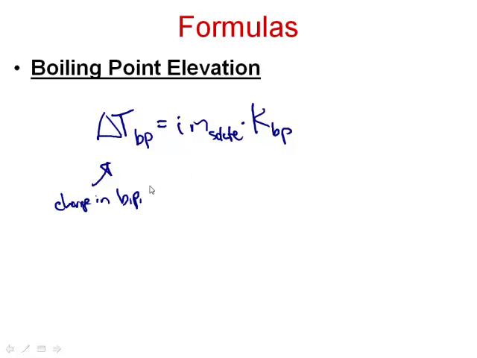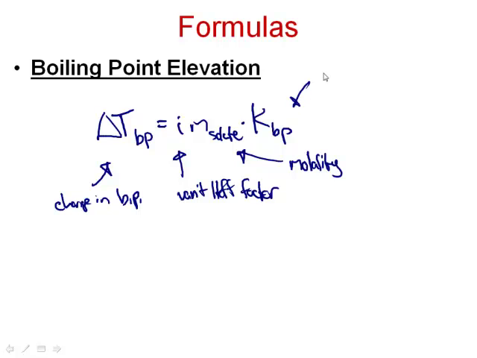It's going to be in units of degrees Celsius usually. I is called the Van Hoff factor, which we'll describe here in a moment. M here is going to stand for the molality of the solutes, so it's telling you the concentration in moles per kilogram of solvent. And this is just a constant, and this is found in your textbook in chapter 14.